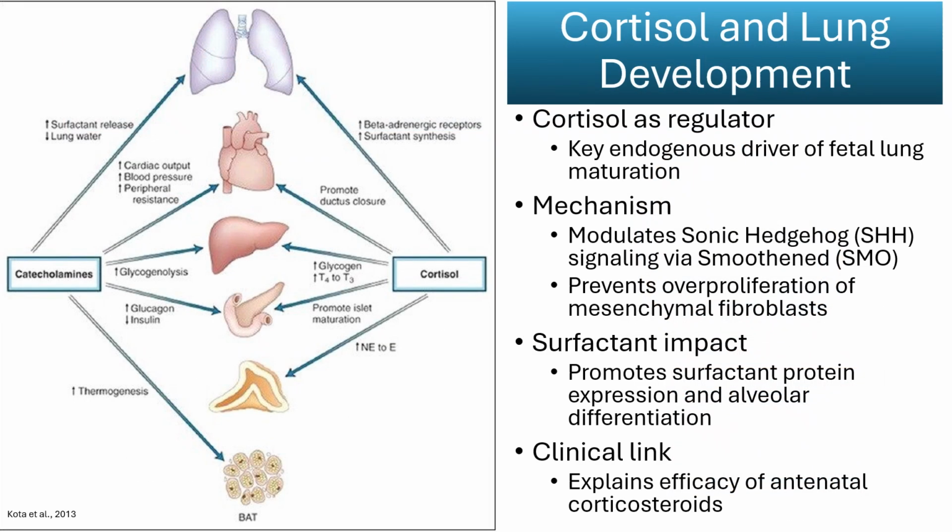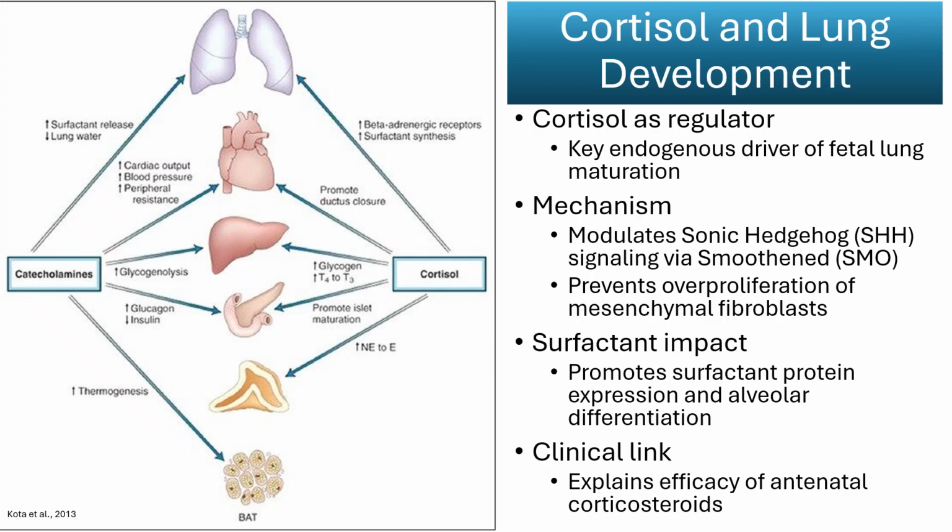Cortisol is the key endogenous hormone that drives fetal lung maturation. It regulates development through several mechanisms. At the cellular level, cortisol modulates sonic hedgehog signaling via the smoothened pathway, which prevents excessive proliferation of mesenchymal fibroblasts and allows epithelial and alveolar structures to differentiate normally. Cortisol also stimulates type 2 alveolar cells to produce surfactant proteins and phospholipids, directly increasing functional surfactant levels.